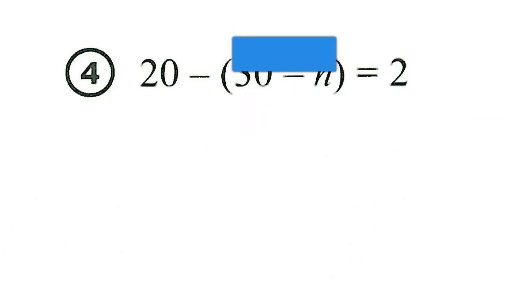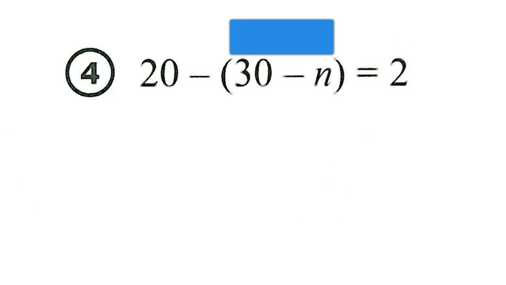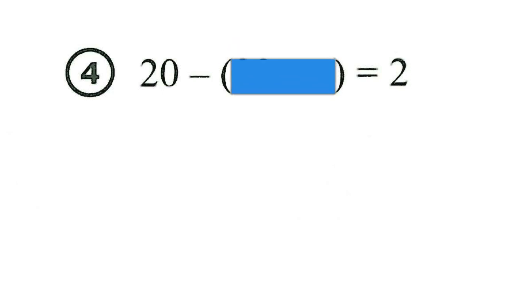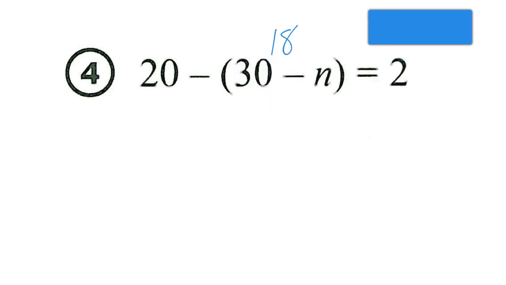In number 4, very similar, thinking 20 minus what gets us 2, because this whole part is going to be, we know, 18. And so I uncover that, and I know that 30 minus n has to equal 18. So I'm wondering 30 minus what number gets us 18? And from there, I know that n is going to have to be 12.